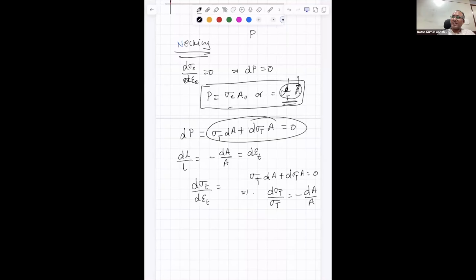Is that clear? d sigma T by sigma T is equal to minus dA by A. All right? So minus dA by A is nothing but d epsilon T. So that implies d sigma T by d epsilon T is equal to sigma T. That is at the onset of necking. Can you see that?